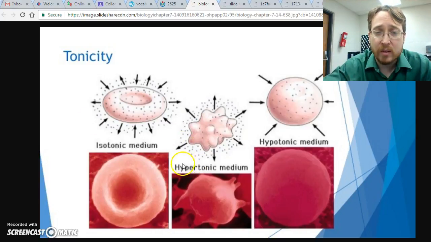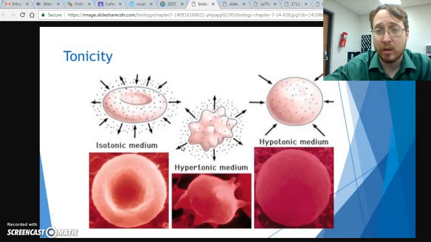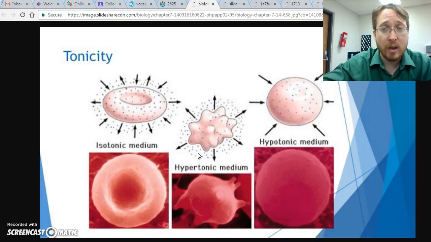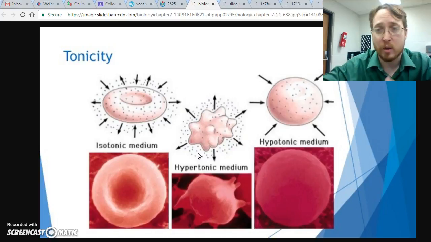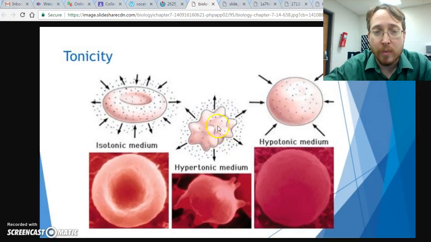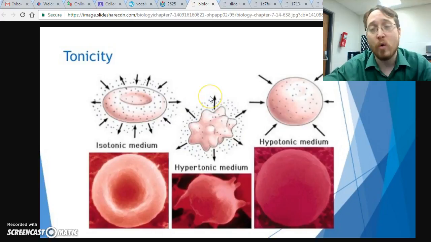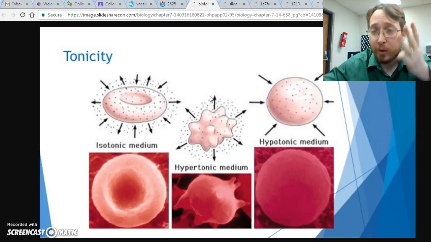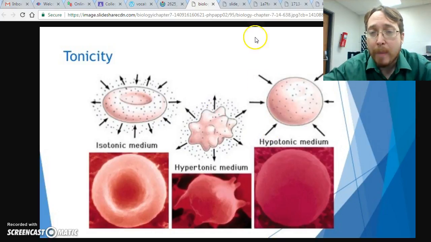However, we have other circumstances. In a hypertonic solution, hyper meaning greater, there is a greater concentration of solute outside of the cell. If there's a greater concentration of solute outside of the cell, there is a lower concentration of water outside of the cell. Since diffusion occurs in the direction of high concentration to low concentration, the water molecules will move from the higher concentration in the cell to the lower concentration outside of the cell. This will occur until equilibrium is reached, and if equilibrium can't be reached, then the cell will dehydrate and potentially die.